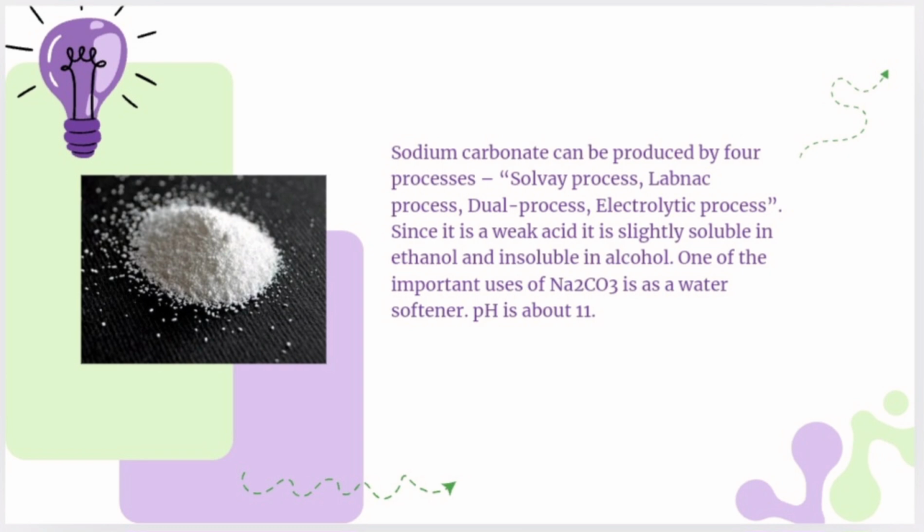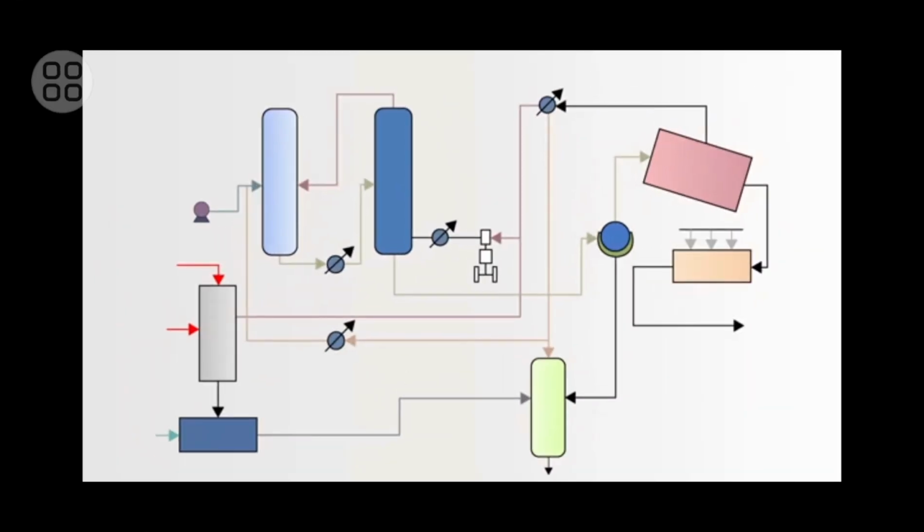Sodium carbonate can be produced by four processes: Solvay Process, Leibniz Process, Dual Process, Electrolytic Process. Since it is a weak acid, it is slightly soluble in ethanol and insoluble in alcohol. One of the important uses of Na2CO3 is as a water softener. pH is about 11. The process of making Na2CO3 will be discussed first in the bottom flow diagram.